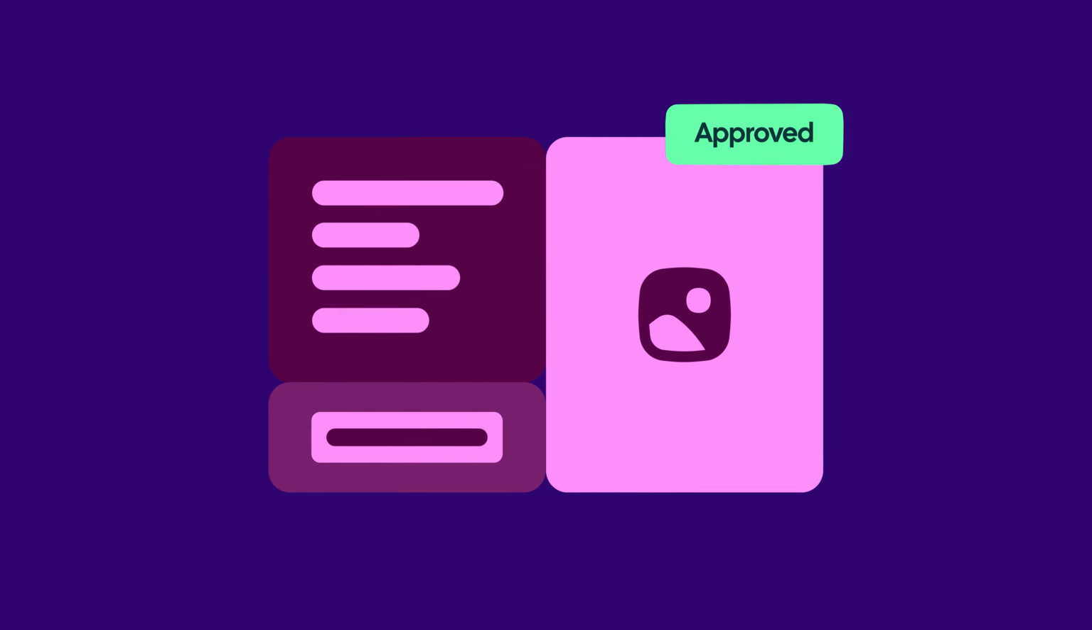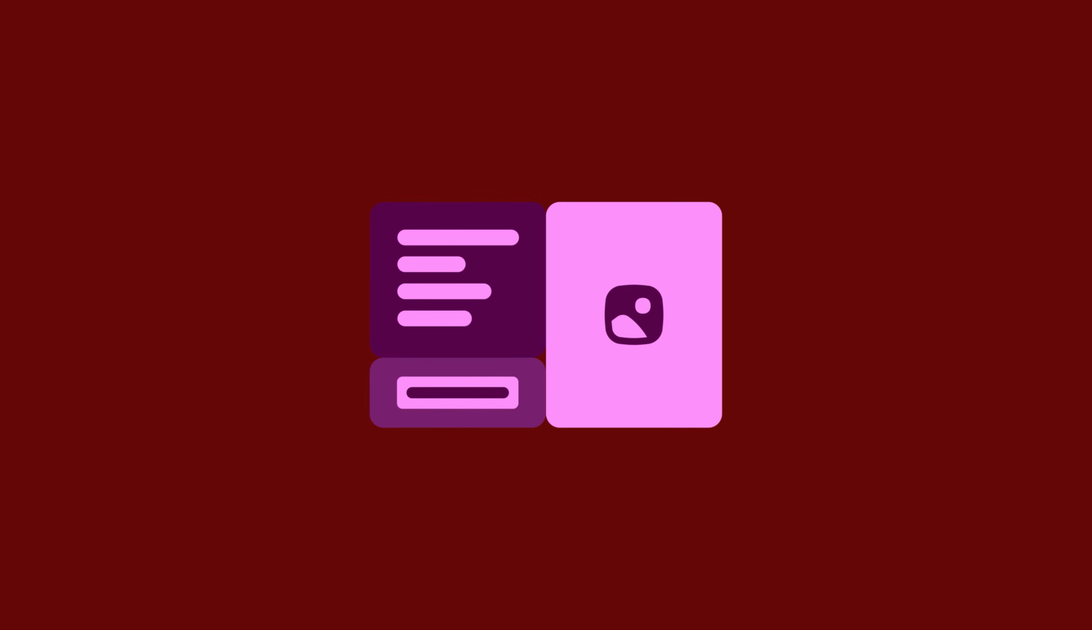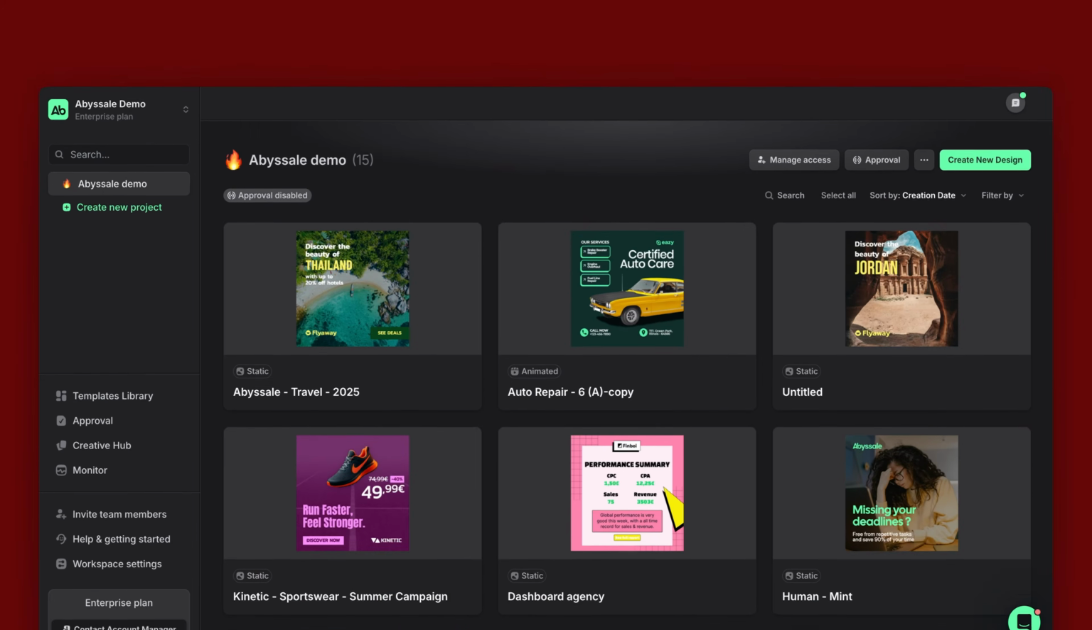You've finalized your design, the campaign is approved, and deadlines are coming fast. Now you need that same creative for every format and network. That's usually where teams waste the most time. So, let's automate it with Abyssale while keeping your layout consistent across all sizes.